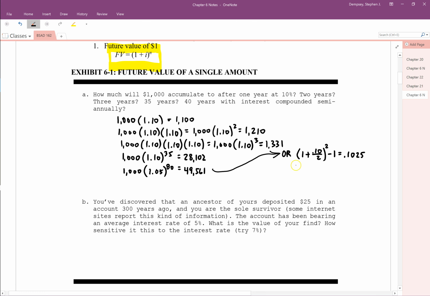So the effective interest rate given semi-annual compounding with an annual rate of 10% is 10.25%. And so you could have solved this problem by saying 1,000 times 1 plus 0.1025, the annual effective rate, raised to the 40th power, since that's 40 years we're talking about. And that'll also give you the 49,561.